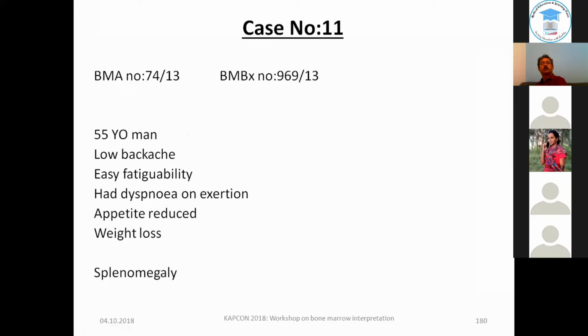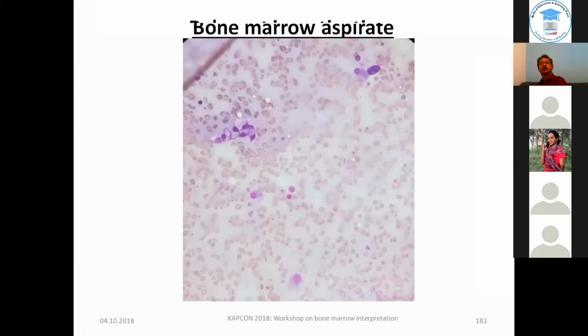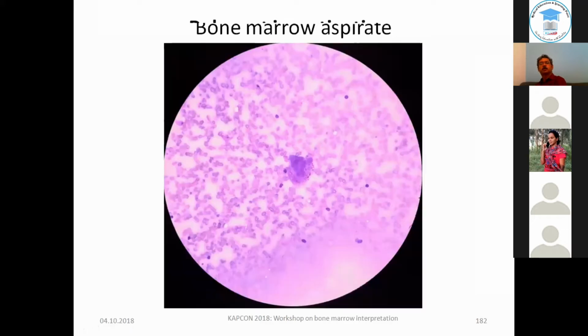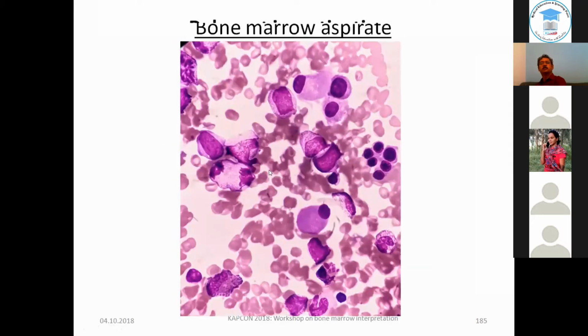This is the last one, I think. A 55-year-old man with a spleen, a leukoerythroblastic reaction, occasional blasts. And if you look at the aspirate, it's less cellular than usual. Again, very few cells in the bone marrow aspirate. Very few cells again. And whatever cells you're seeing which are hematopoietic are absolutely normal. These are erythroid cells that you can see, and these are myeloid series cells.